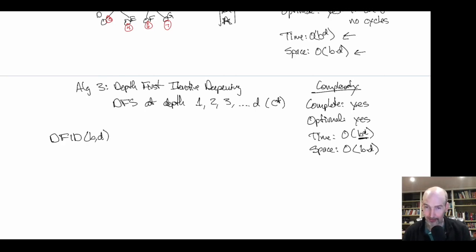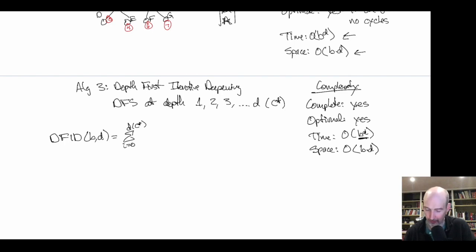Well, it's going to be a summation here. And actually here we're going to start from 0. Again, 0, 1, this doesn't really matter. But we're going to go from i equal to 0 to d. So we're going to do iteration depth 0, depth 1, depth 2, depth 3, depth 4, depth 5, all the way up until we get to depth d. And in this case, again, d is equal to C star, the optimal solution cost.